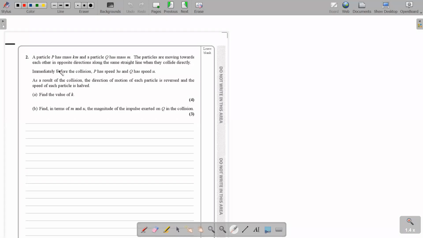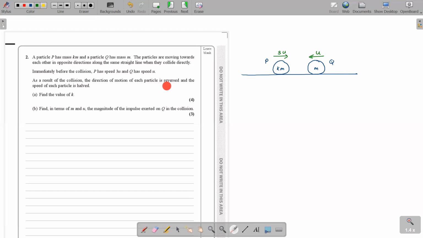Question number 2. A particle P has mass km and a particle Q has mass m. The particles are moving towards each other in opposite directions along the same straight line when they collide directly. Let's draw it. So there are two particles. Particle P has mass km and particle Q has mass m. They are moving towards each other in opposite directions. Immediately before the collision, P has speed 3u and Q has speed u. As a result of the collision, the direction of motion of each particle is reversed. So they are very clearly telling you the directions.